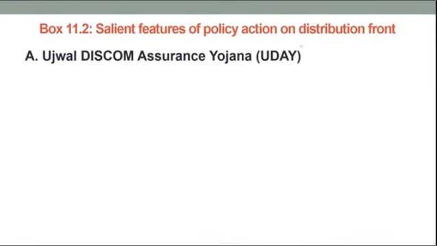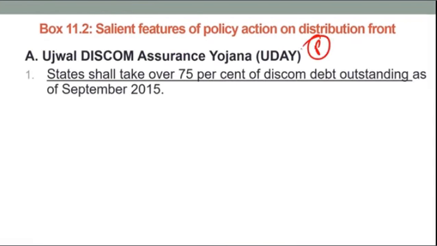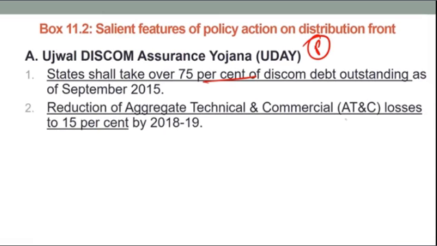Multiple policy actions. All these policies are important for prelims. Ujjwal Discom Assurance Yojana: 75% of Discom debt will be taken over by states. AT&C, aggregate technical and commercial losses. Technical loss and commercial loss are different.